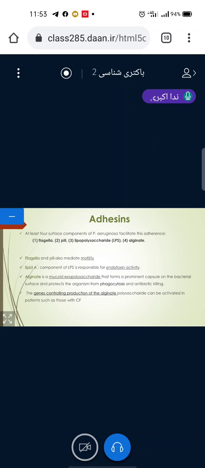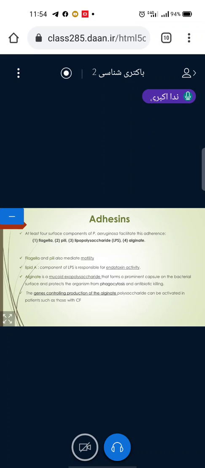And alginate, the last one, is alginate. What is alginate? Alginate is a mucoid exopolysaccharide that makes a prominent capsule on the bacterial surface and protects the organism from phagocytosis and antibiotic killing. Production of these mucoid polysaccharides is under complex regulation.